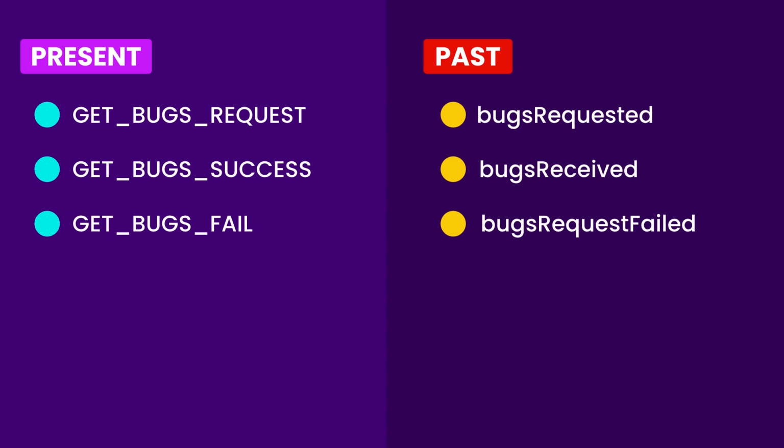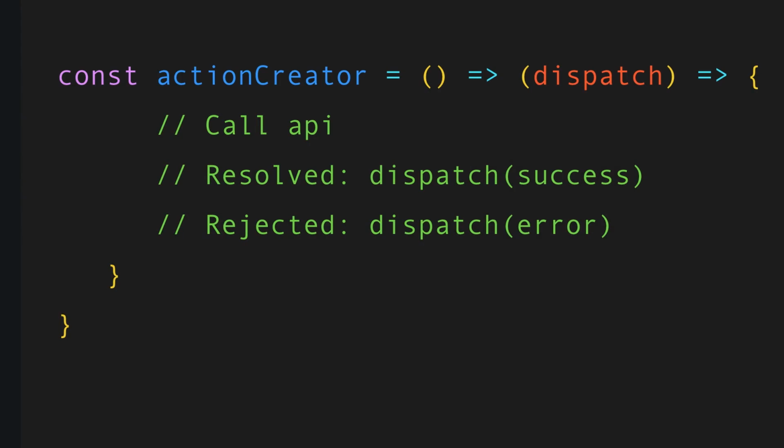Now, there are various naming conventions for naming these actions. Here's one convention that a lot of people use: get bugs request, get bugs success, and get bugs fail. Now, I personally prefer to name my actions in the past tense. So here we have another convention: bugs requested, bugs received, and bugs request failed. If you don't like this convention, don't use it. Feel free to use any conventions that you prefer. Now, back to this pattern.